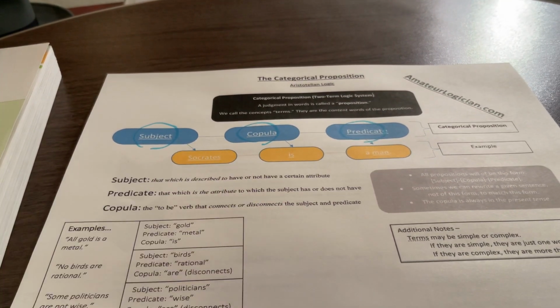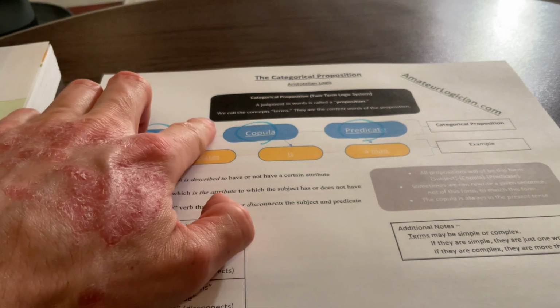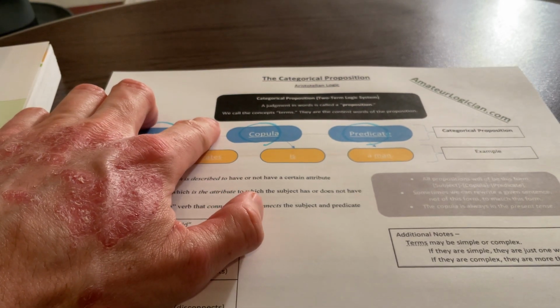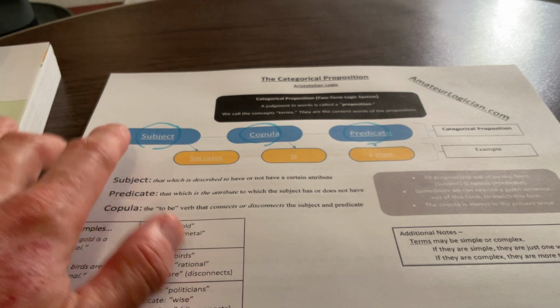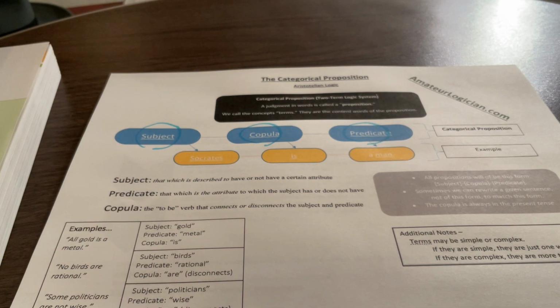We can call categorical propositions a two-term logic system or a two-name logic system. Now, judgment in words is called a proposition. A judgment is where we are affirming or denying some predicate of some subject, so to speak. We call concepts terms. They're the content words of the proposition. So we have this subject, copula, predicate relation.